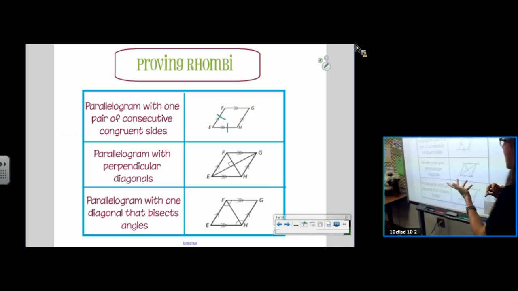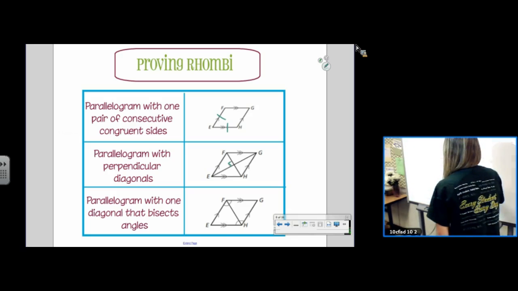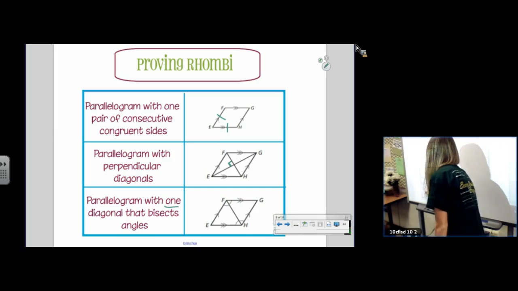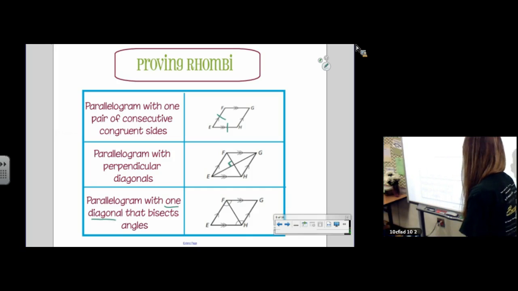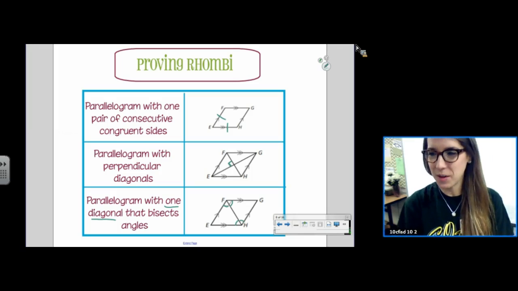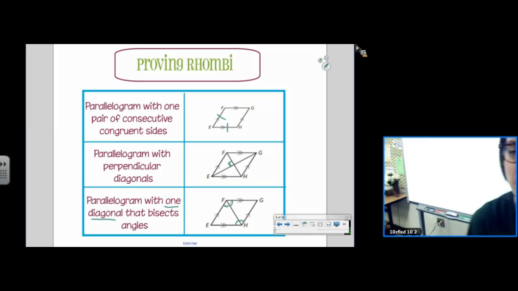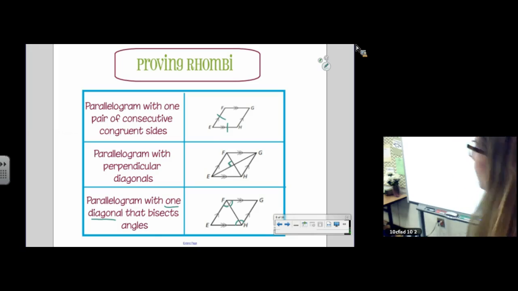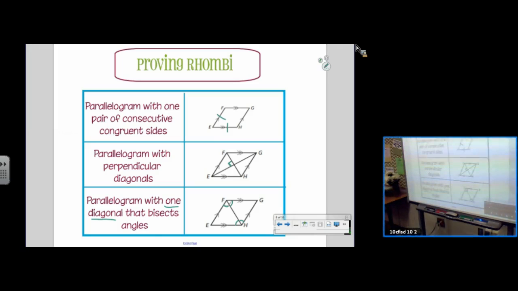You have to show the diagonals are perpendicular. Well, that's one of the properties anyway. And then you only have to show that one diagonal bisects the angles. So we're getting away with a little bit. We can be a little bit lazy here. We don't have to be as thorough as the properties tell us to be. One pair of consecutive congruent sides, perpendicular diagonals, and one diagonal that bisects the angles.